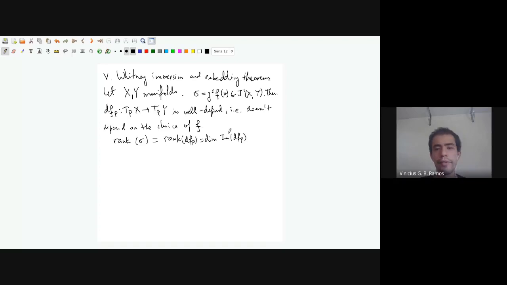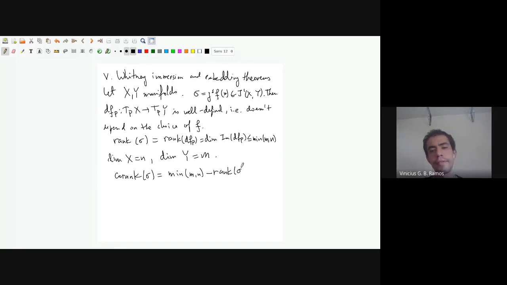And I think you all remember from your linear algebra that this is at most the minimum of m and n. Here I always say that the dimension of the domain is n and the dimension of the target is m. So the rank is at most the minimum of m and n. And we're going to define the corank to be how far away you are from being maximum rank. So it's the min of m and n minus the rank of sigma. So every one jet has a corank. This definition of corank is not completely standard, but that's what we're going to use today.